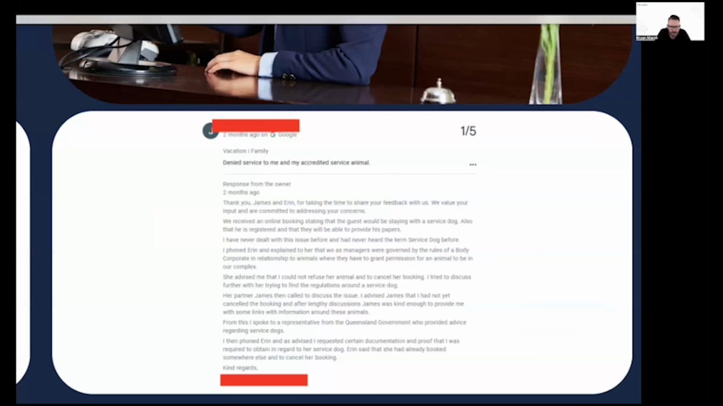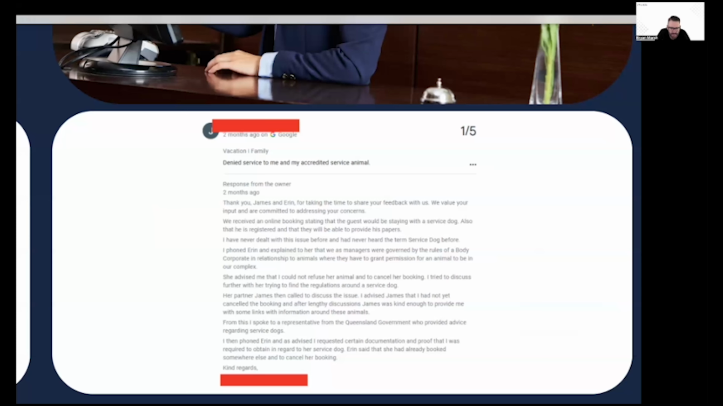Her partner, James, then called to discuss the issue. I told James that I had not yet cancelled the booking, and after lengthy discussions, James was kind enough to provide me with some links with information around these animals. From this, I spoke with a representative of the Queensland government who provided advice regarding service dogs.